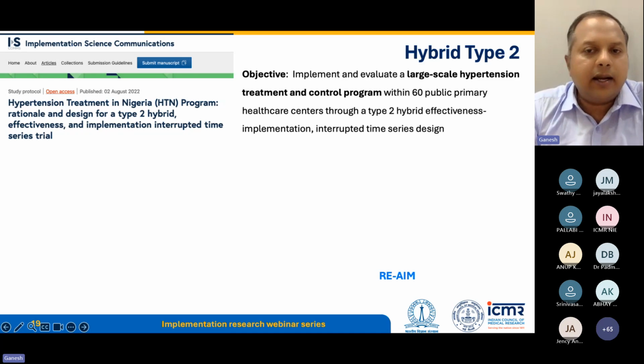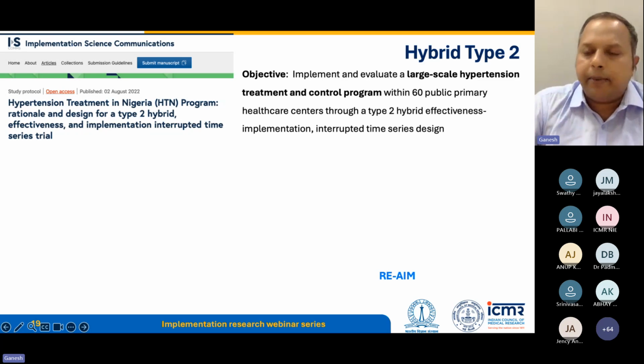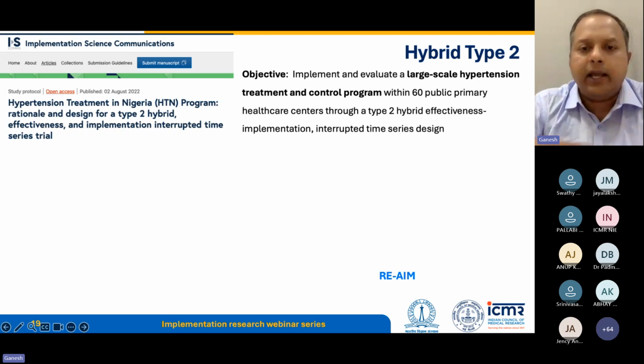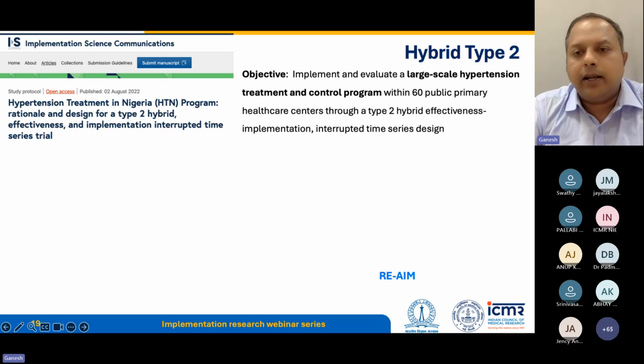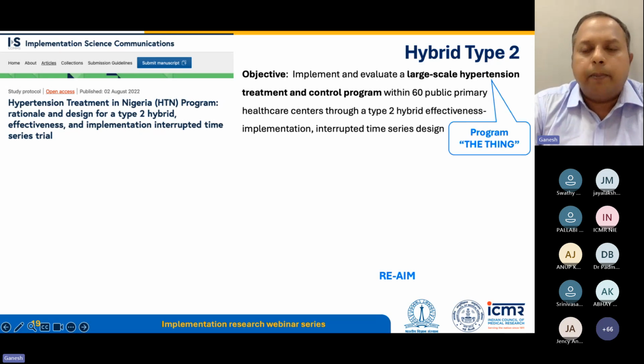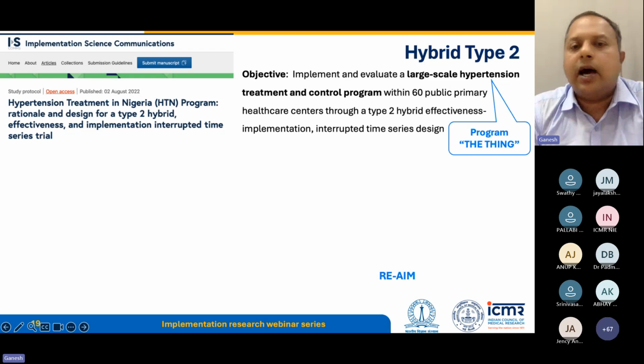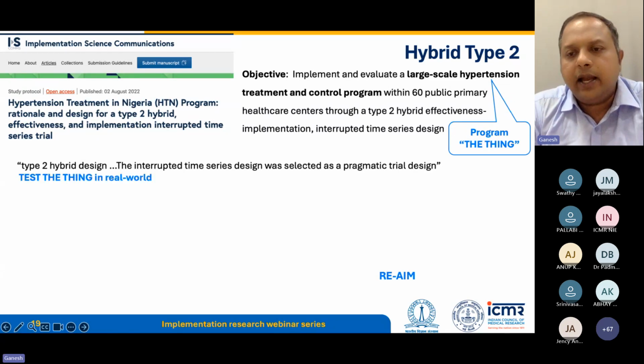You can clearly see that here it's an interrupted time series design, where the adoption happens from one particular primary health center over a period of time. It's not like everything at one go; it's interrupted time series. And when we are implementing in 60 primary public health centers, we'll be measuring at multiple time points. To understand better, you can clearly see that the program is the thing here. That is the intervention, a large-scale hypertension treatment and control program. Moving further, the design they have adopted is a type 2 hybrid study, with an interrupted time series design.